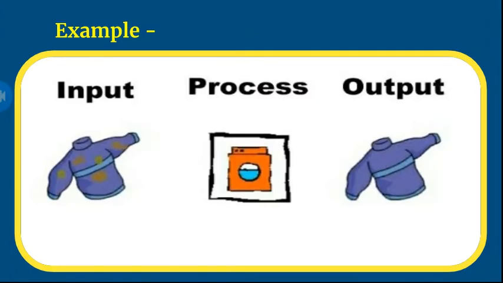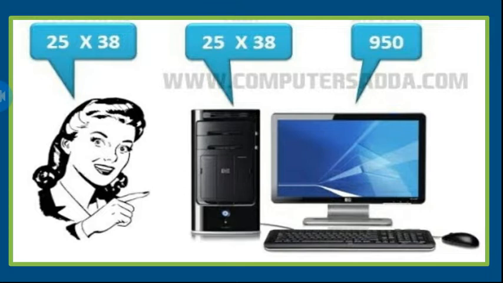See, students, here dirty cloth, washing machine and clean cloth. So dirty cloth is input. After processing you will get clean cloth. That will be the output. Clear? Suppose your teacher wants to explain multiplication of two-digit numbers 25 and 38. Here 25 and 38 will be input. After processing, you will get 950 on the screen. That will be the output. Clear, students?